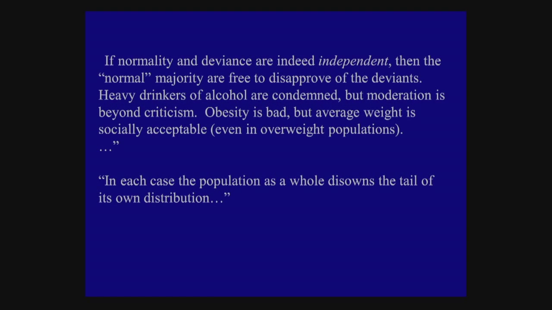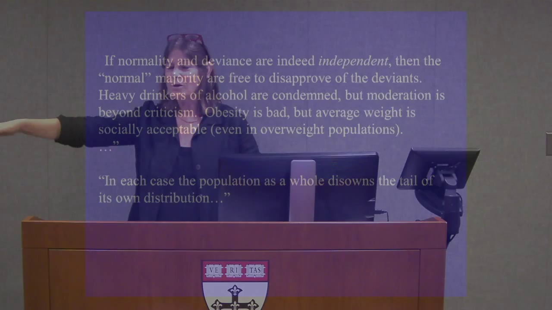So he goes on to say, if normality and deviance are indeed independent, then the normal majority are free to disapprove of the deviance, by which he means just the people who are outliers. Heavy drinkers of alcohol are condemned, but moderation is beyond criticism. Obesity is bad, but average weight is socially acceptable, even in populations where we're all overweight. In each case, the population as a whole can disown the tail of its own distribution. We can say, you're poor or you're malnourished without actually owning, as a society, this part of the tail. And that is actually the contribution of Jeffrey Rose to this.